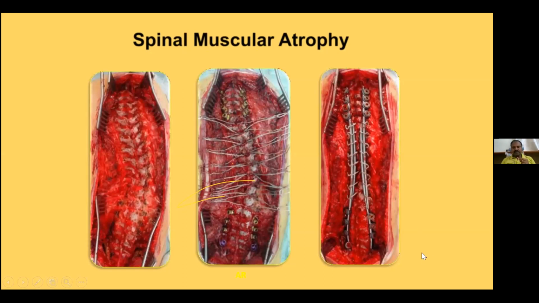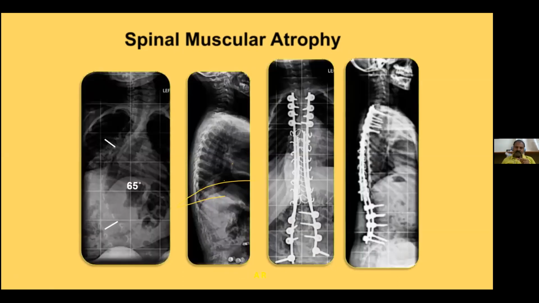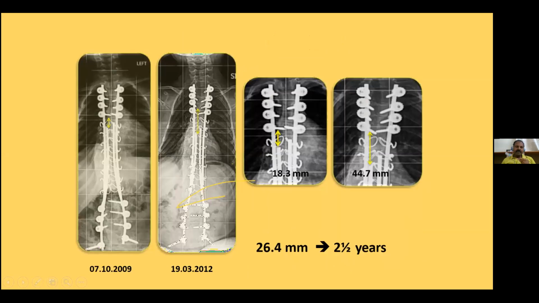The correction is pretty good at day one, and the curve doesn't progress as the growth happens. It just slides. That's how it is. So one wire is out now, so it keeps sliding as the kid grows. It keeps sliding, and you gain the length. So that's another technique of guided growth.